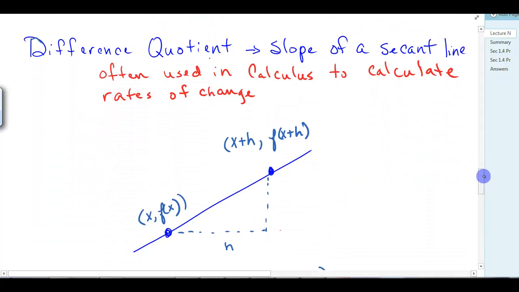Something you're not quite familiar with is the difference quotient. And this is often used in calculus to calculate rates of change. So if you were moving on, you would certainly see this, or at least have a sense of this as you move to a little bit more complex ideas. It's the slope of a secant line, a line that goes through something.